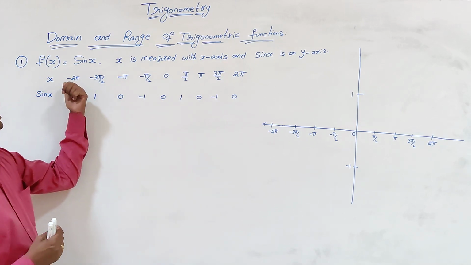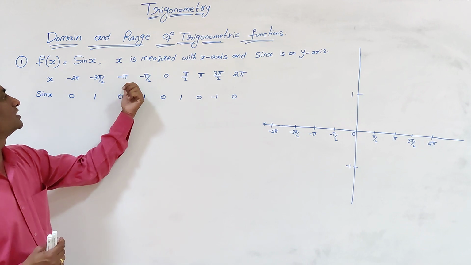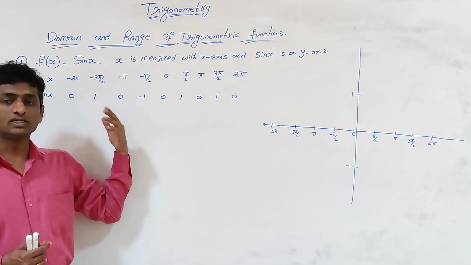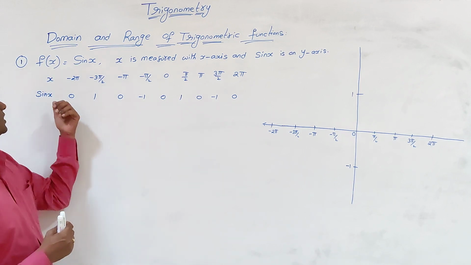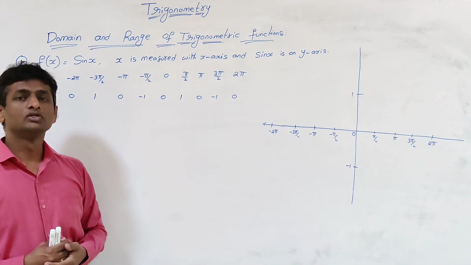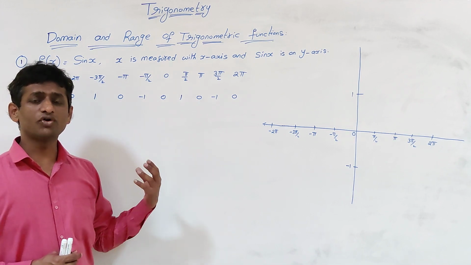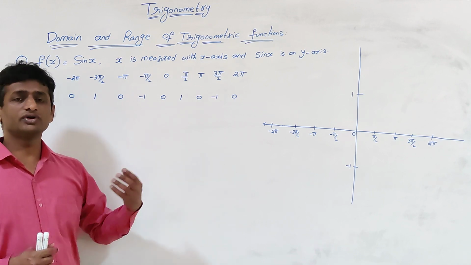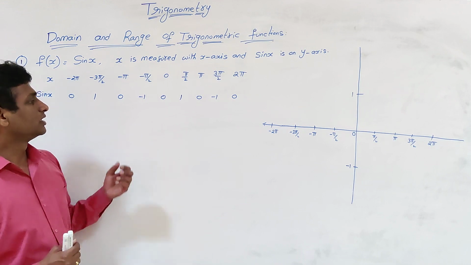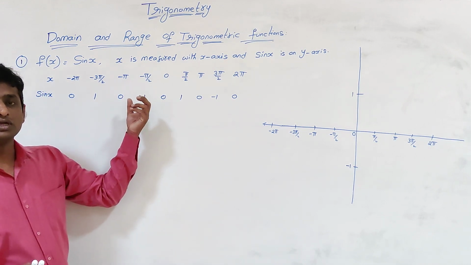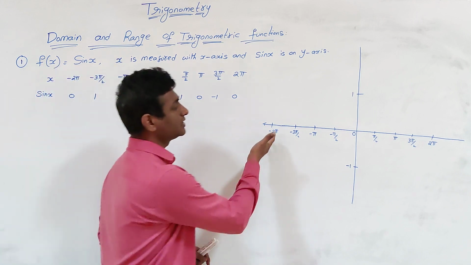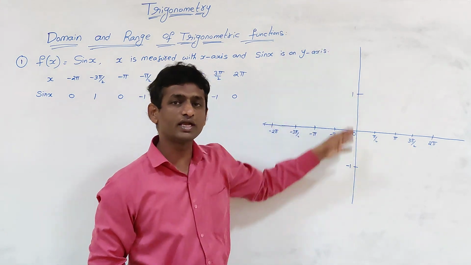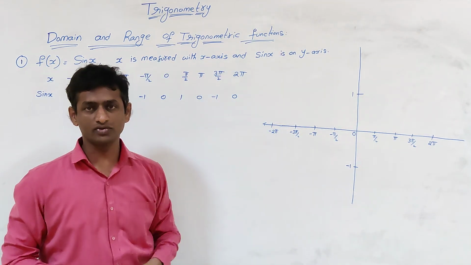The values are minus 2 pi, minus 3 pi by 2, minus pi, minus pi by 2, 0, pi by 2, pi, 3 pi by 2, 2 pi, and its sin x values are 0, 1 and minus 1. So what is the domain? Domain is the set of all inputs and range is the set of all outputs, as we have learned in functions. Now we will plot these values in the graph by taking the x-axis as the inputs and sin x, or the outputs, on the y-axis. Outputs means sin x values.